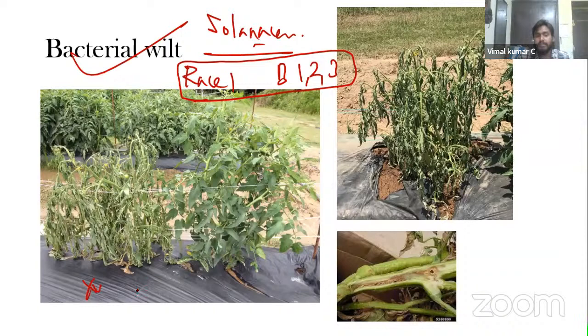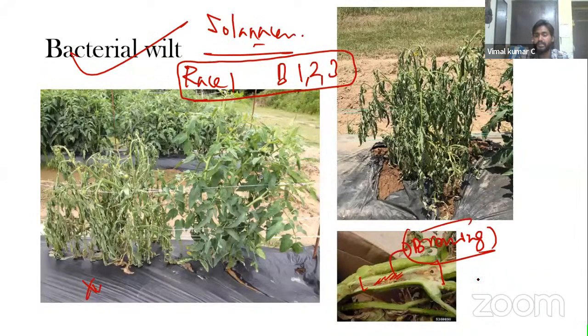Okay, as the disease progresses, the leaf will start wilting. So that is one criterion. And if you want to identify it more deeply, if you cut open the stem, you can see the browning of the twig or the stem. It is because of the plugging of the bacterial colony in the xylem cells or phloem cells. So there will be restriction of the water supply or the food supply. So that is one criterion.